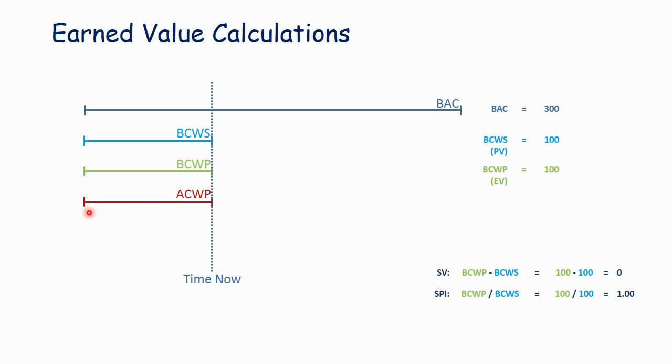So actual cost of work performed. So I was scheduled to do 100 hours of work. I had performed, from an earned value perspective, 100 hours of work. And I spent 100 hours doing that work.